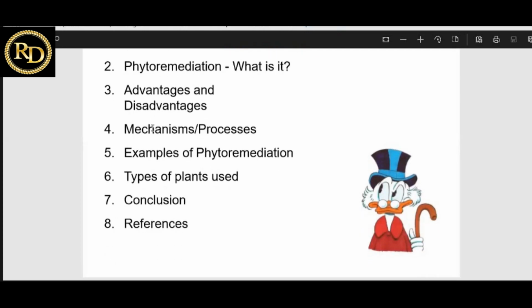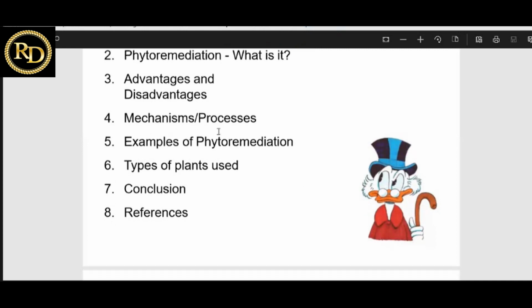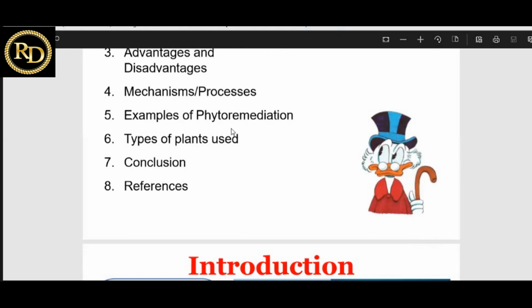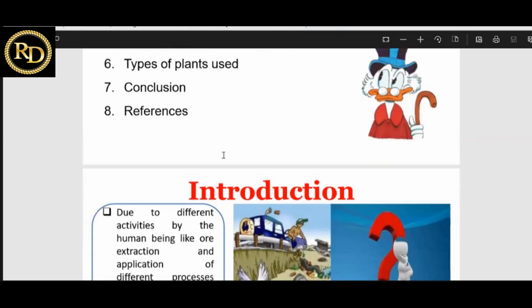Now, I will tell you the different mechanisms, which are the key factor behind all these activities. If you go for mitigation, I will tell you the different classifications and processes. Then I will tell you examples of phytoremediation, and what types of plants we can utilize for the mitigation purpose. It may be our cultivated crops, it may be our edible crops, it may not be edible, it may be something else. And finally, the conclusion.